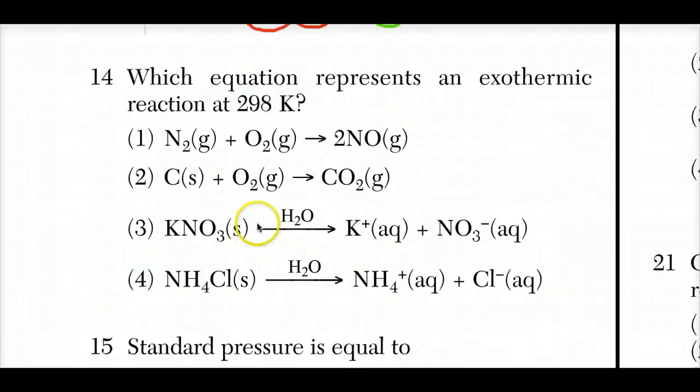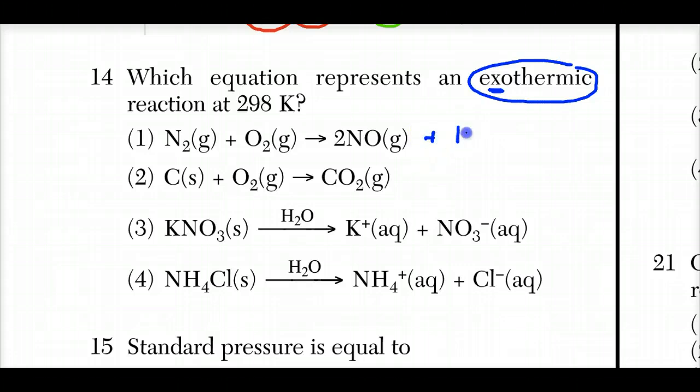Which equation, number 14, which equation represents an exothermic reaction? Now exothermic means that heat is exiting. So that would mean that the heat would be on the product side if in fact this was exothermic. But we don't know that. We also know that exothermic curves start out with the reactants, this potential energy curve, and start lower, or end up lower, I should say, with the products.